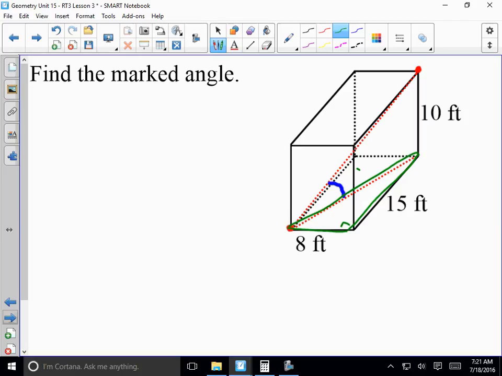So the first thing that we need to find is x. To find that length, what we have to do is use the Pythagorean theorem. 8 squared plus 15 squared equals x squared. And then 8 squared plus 15 squared is 289. Square root both sides, and we get x equals 17. Okay, so now, from there, we want to find that marked angle. So now we know that x equals 17.